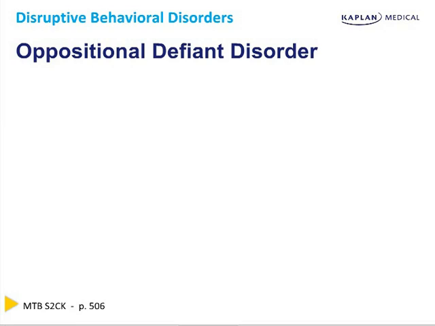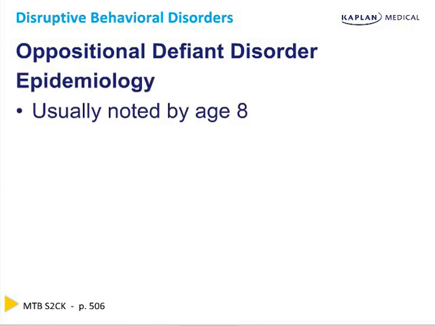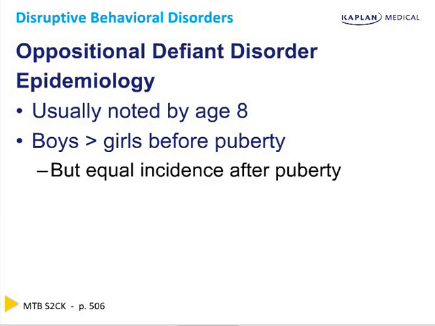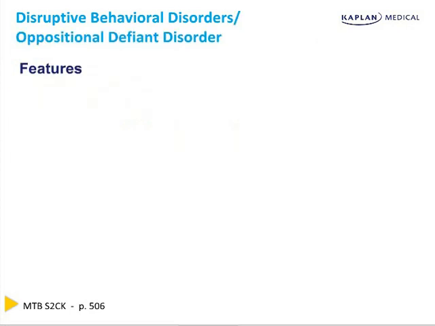A couple of disruptive behavioral disorders that we'll discuss are oppositional defiant disorder and conduct disorder. Starting off with oppositional defiant disorder, there's an interesting fact here. It's usually noted by a physician around age 8. Incidence-wise, it occurs more often in girls than boys before puberty. But for some reason, after puberty, girls catch up quickly and there's an equal incidence in boys and girls after puberty. So what would you expect to see in a child who has oppositional defiant disorder?